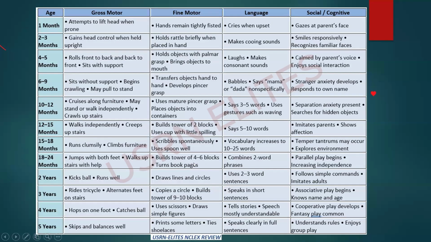When you give this task to a 15-month-old baby, you are going to regret it. Okay, like turning pages of a book. When you give this thing to a 15-month-old baby, you are going to regret that you gave the book to that baby. Okay, he or she will always destroy it for you. Then the next one, they are able to combine two word phrases, right? Parallel play, because they fall within the toddler age, and increasing dependence.